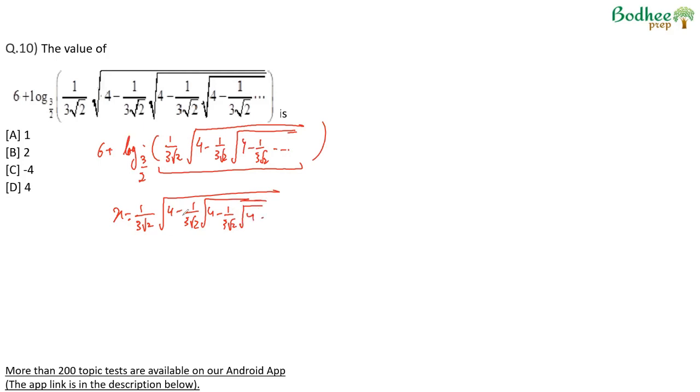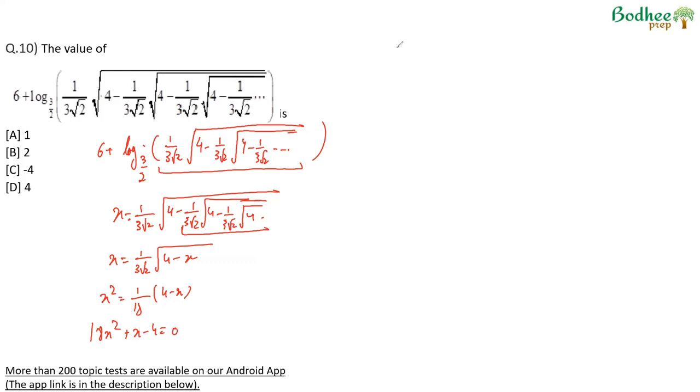The first repetition is happening at this point, and therefore this can be written as x is equal to 1 by 3 root 2 into 4 minus x. Taking the square, we can write x square is equal to 1 by 18 into 4 minus x, or 18x square plus x minus 4 is equal to 0.